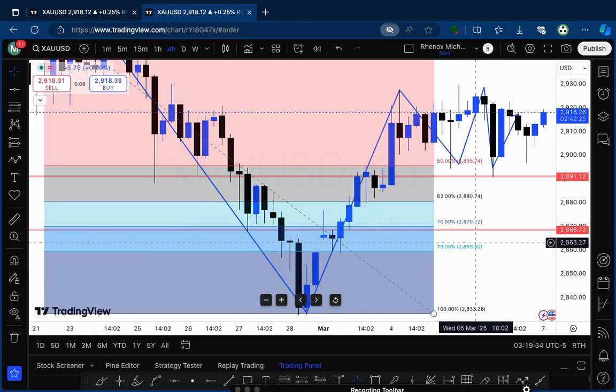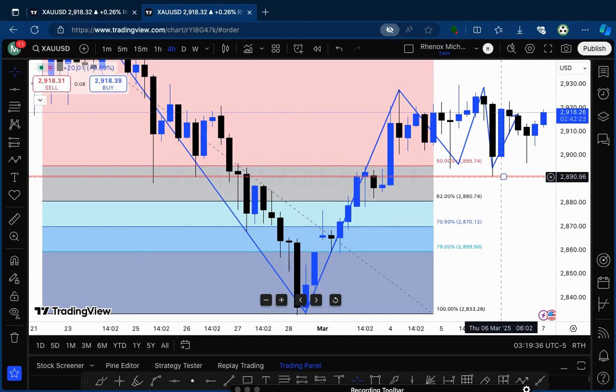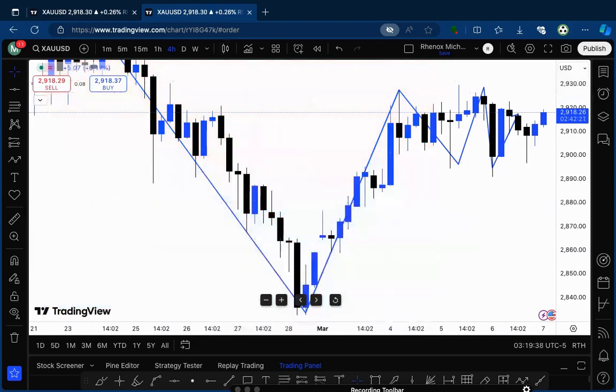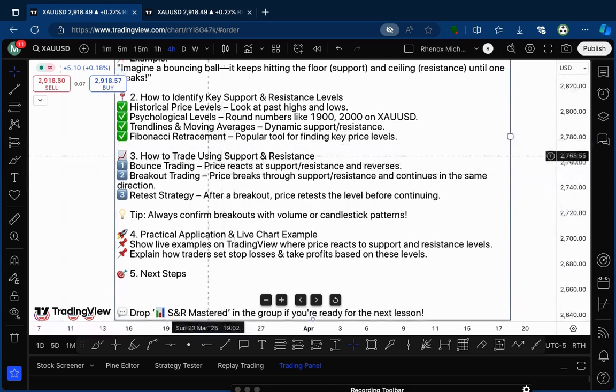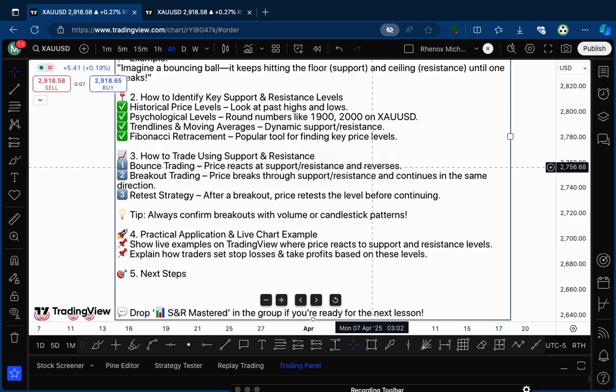Alright, I guess we're good to go with that. Then, now how to trade using support and resistance. How do you trade using support and resistance alone? Okay, now first, you can do bounce trading, which in that bounce trading, price reacts at support and resistance, and then we have a reversal.